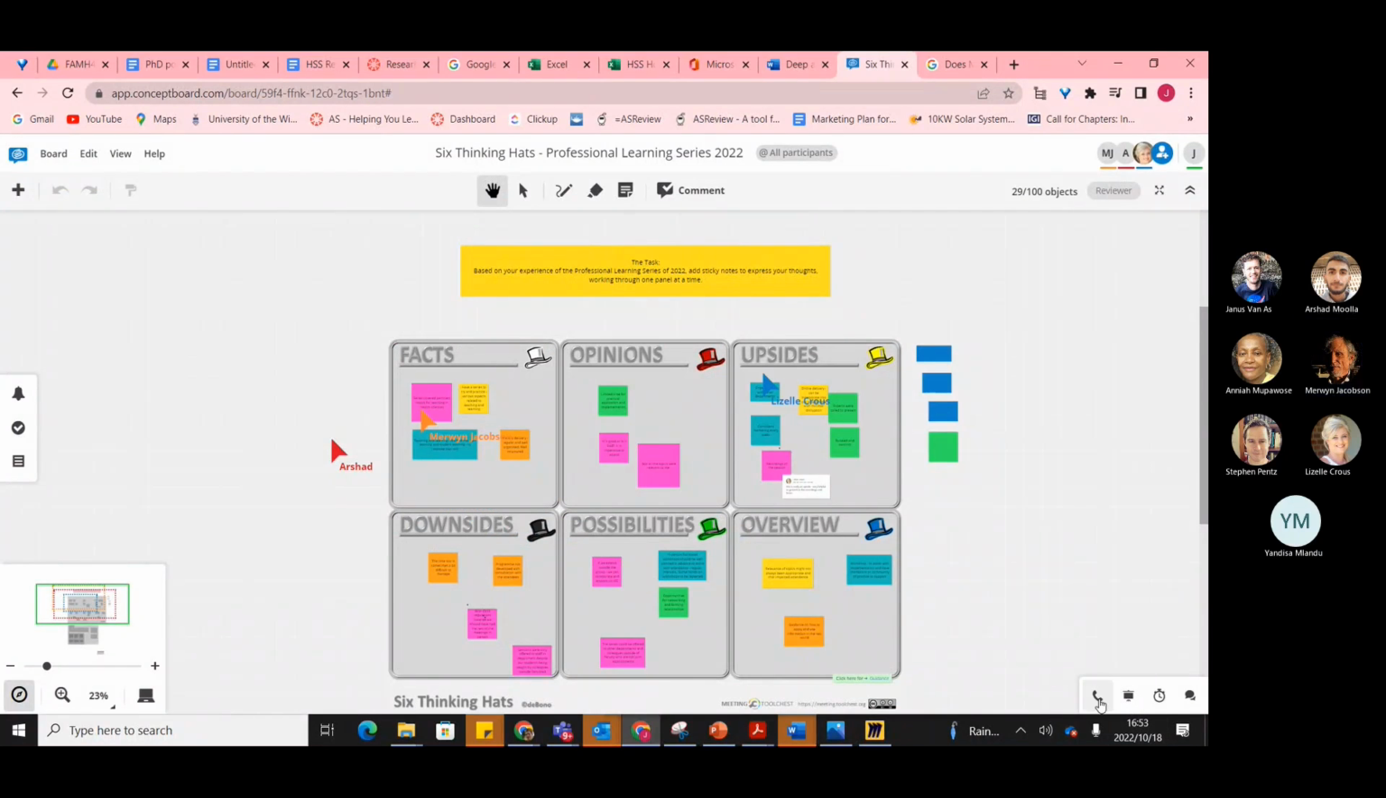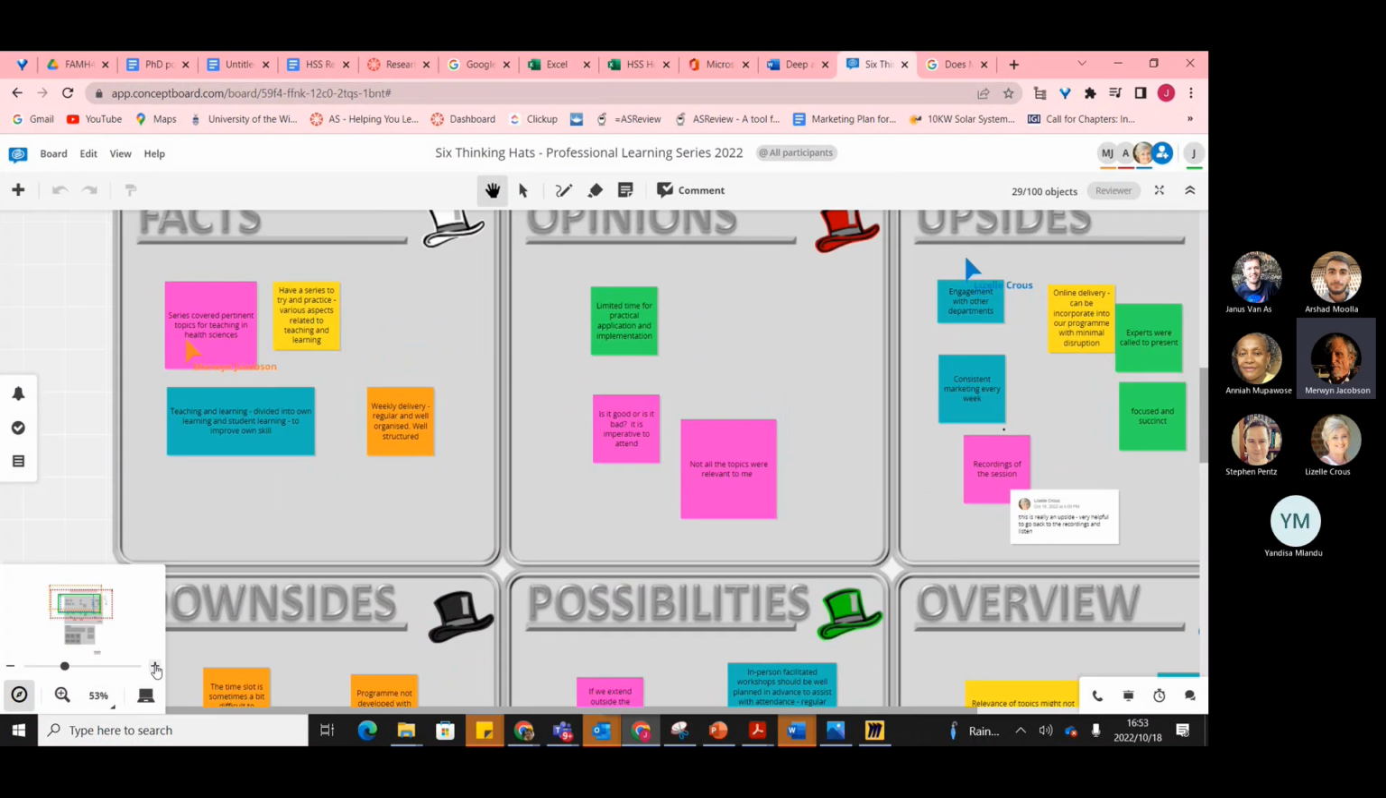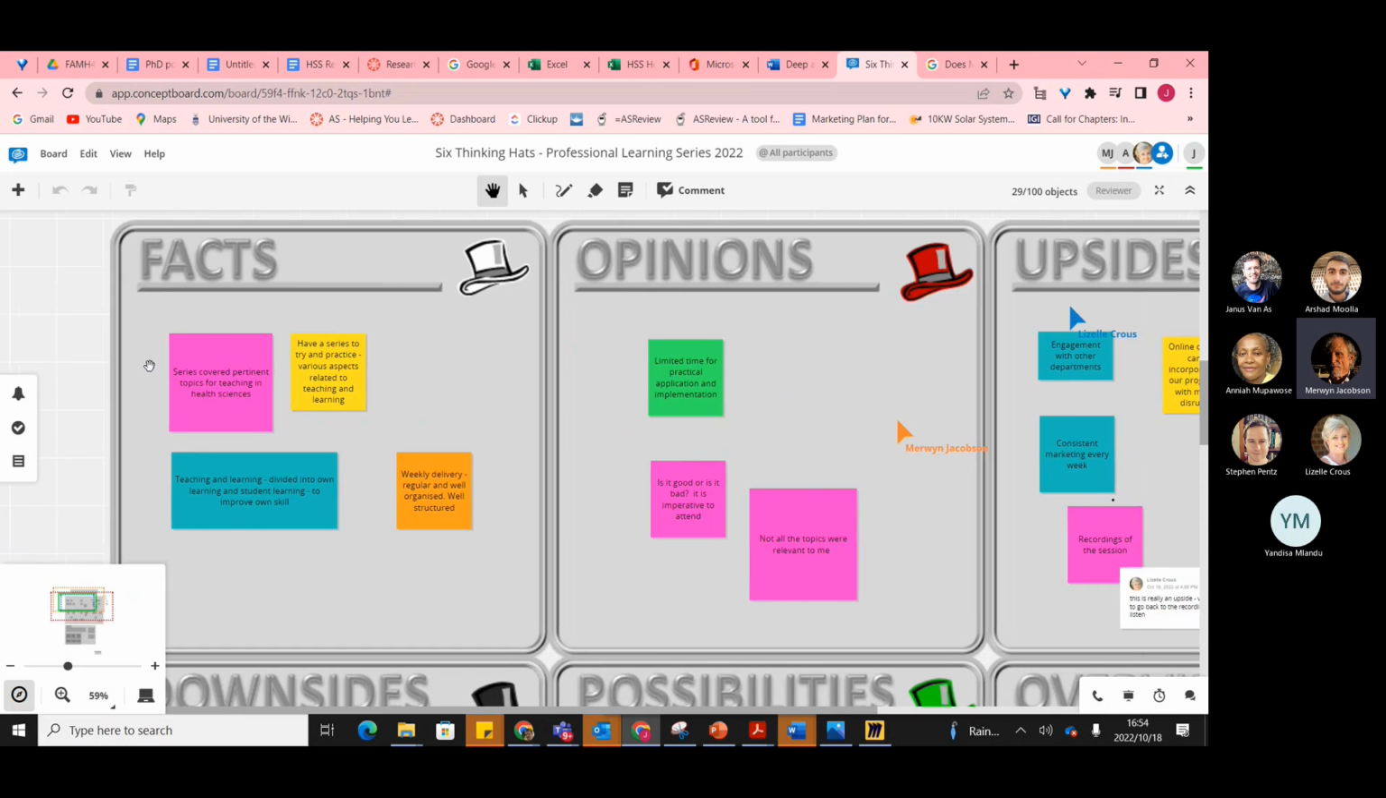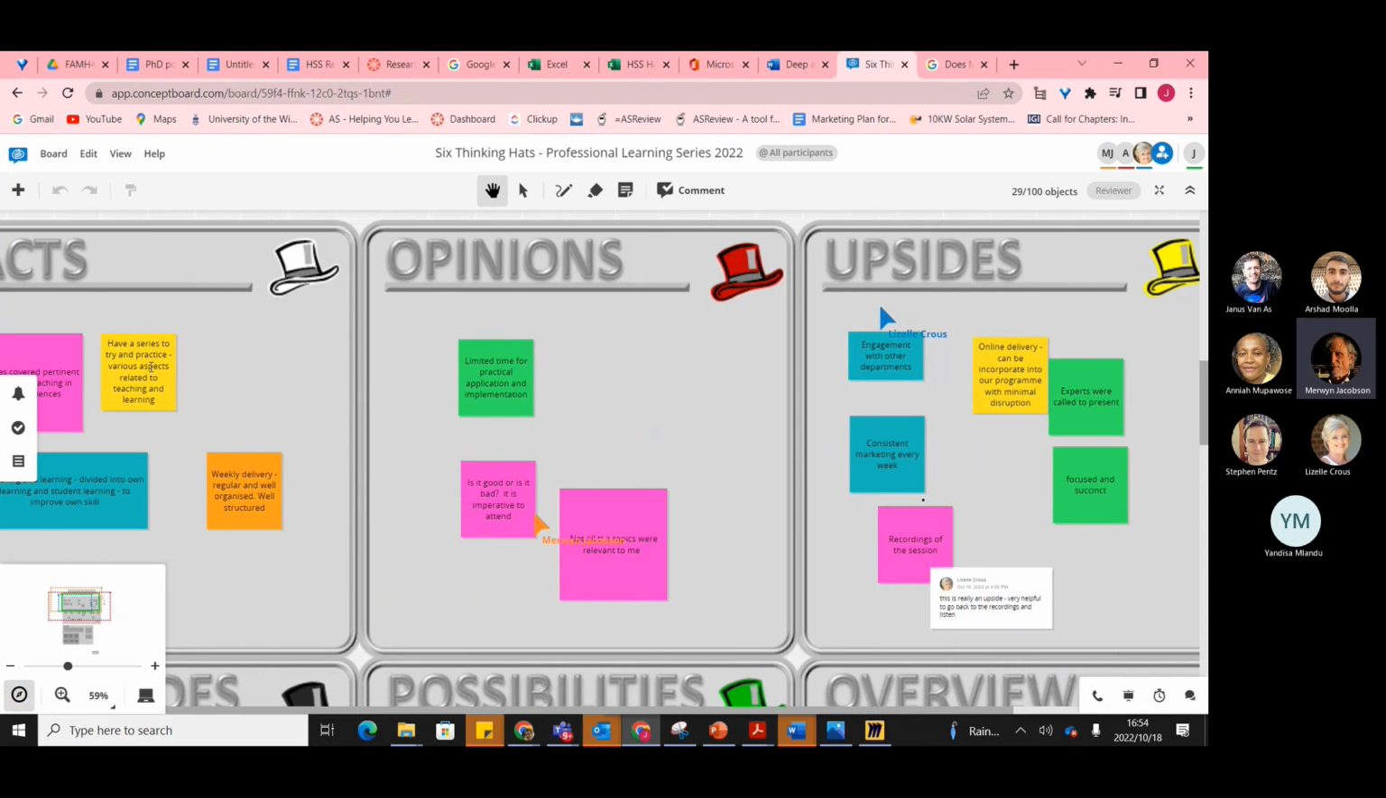So we basically said that it's very valuable because it allows us to improve our teaching and our learning, and it would help us give the students direction as to how to structure their learning. Very important. We felt it was well structured and well organized. In terms of our brown hats, we said, unfortunately, there was limited time for practical application and implementation. There were many topics that perhaps were not relevant to specific individuals at any one time. That was on the opinions.